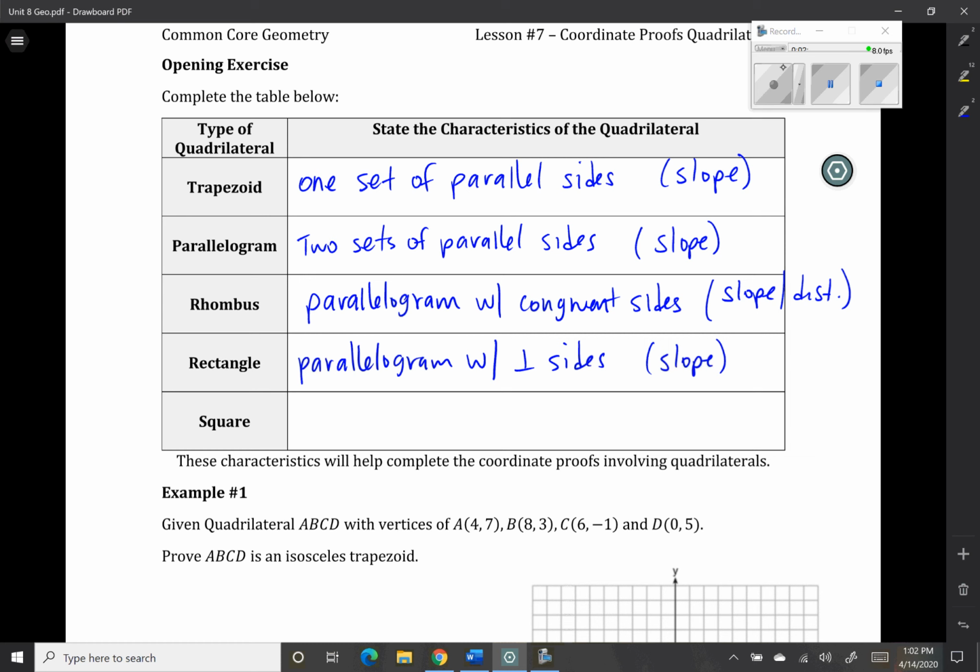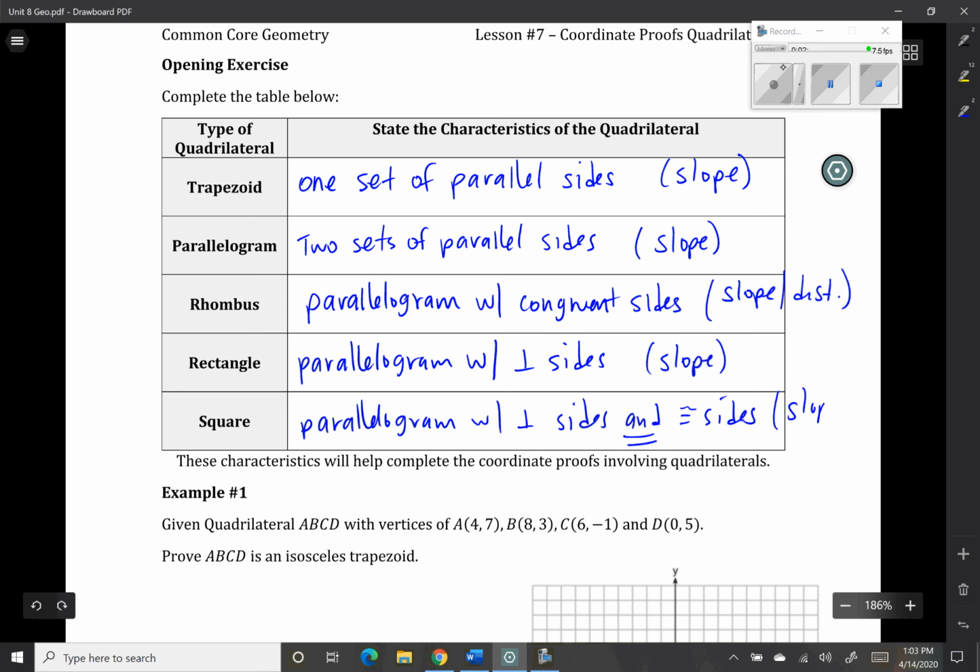And to prove something's a square, it is a parallelogram with perpendicular sides and congruent sides. This we're going to use slope and distance.